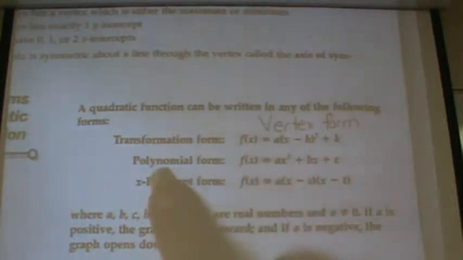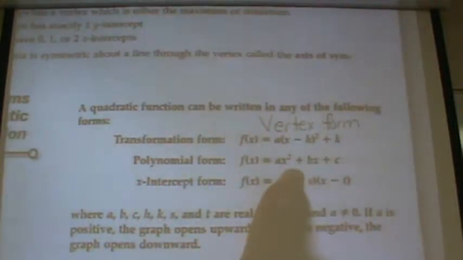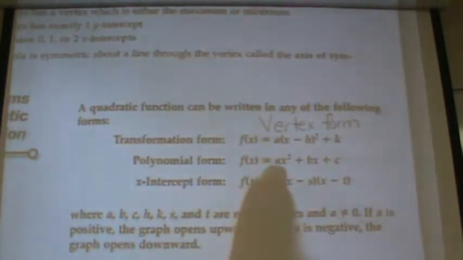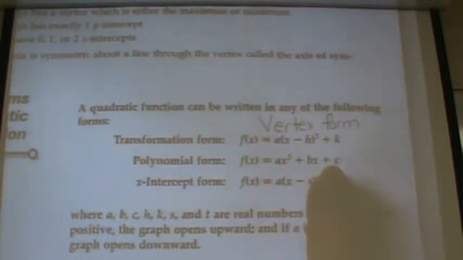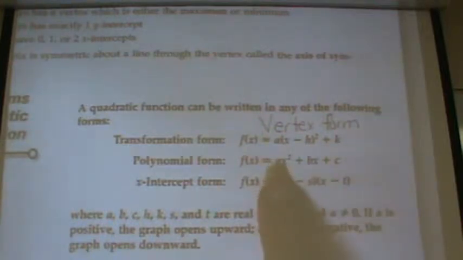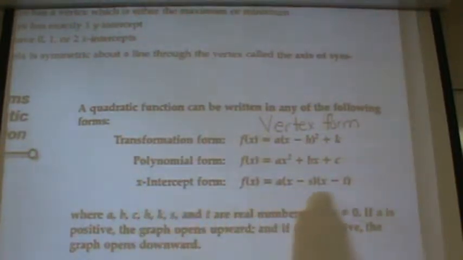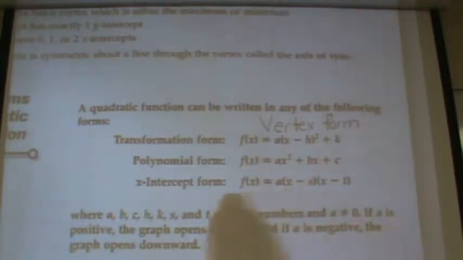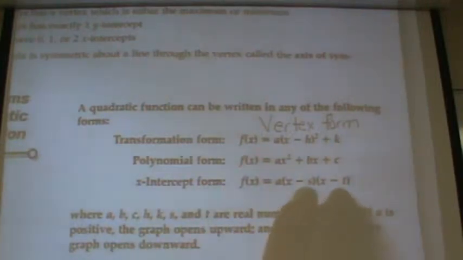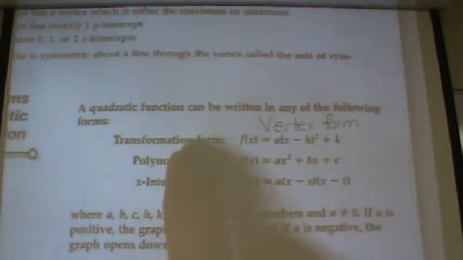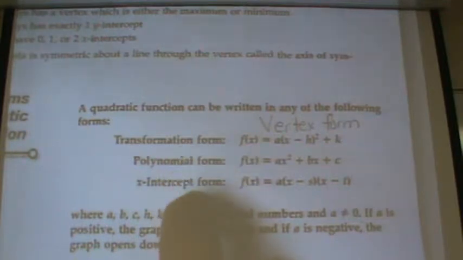Okay, the next form, polynomial form. We call this standard form. What was nice about standard form is this c value was the y-intercept. And also the a value tells us if it's up or down. And this form is one that we really didn't spend a lot of time on, but you will in this class. It's called x-intercept form. What does this give you? The x-intercepts.